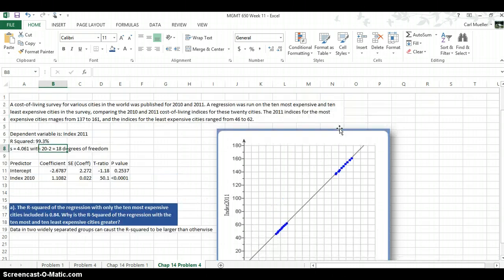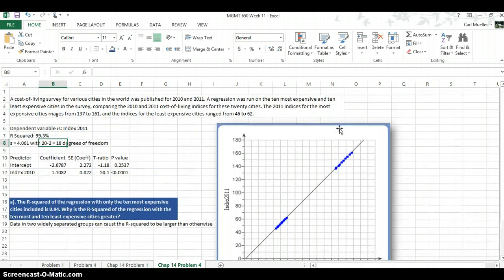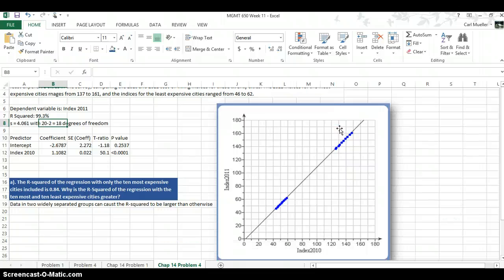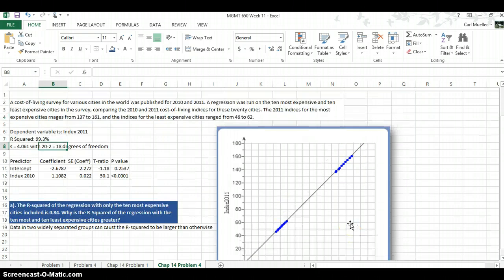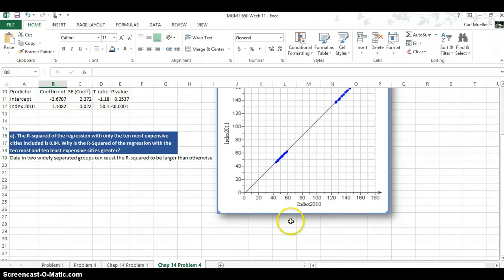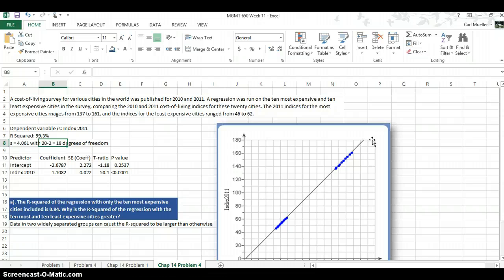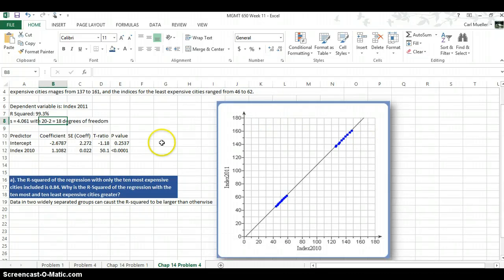So if you go back up, and notes about the most expensive cities, the indices range from 137 to 161. You can kind of tell just by eyeballing it, you're right around there, looking right here. And then going back up for the least expensive, 46 to 62. You can tell right here as well, just about the same if you look on your x-axis. So that's a general idea of what this regression would look like.